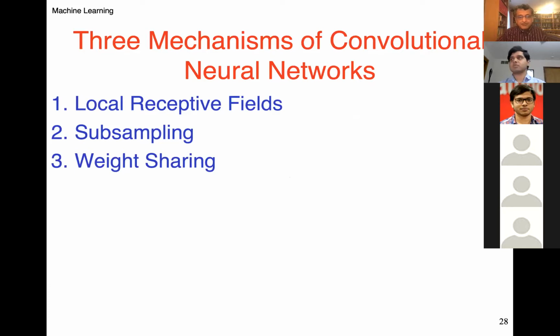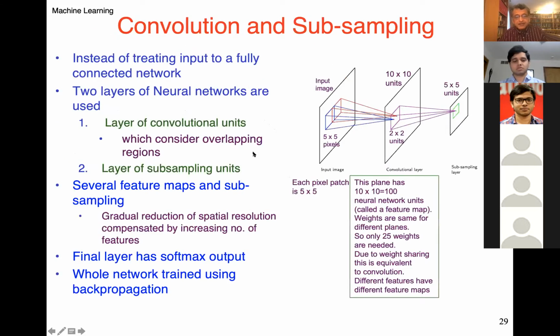Three mechanisms of convolution. Okay, we are kind of jumping into convolutional neural networks here. That's okay because you're implementing it anyhow. We have local receptive field, subsampling, and weight sharing, and this is an old diagram which kind of treats these ideas. The input image is this plane here, and we have 5 by 5 groups being mapped into one value here. Each pixel patch is 5 by 5, we say.